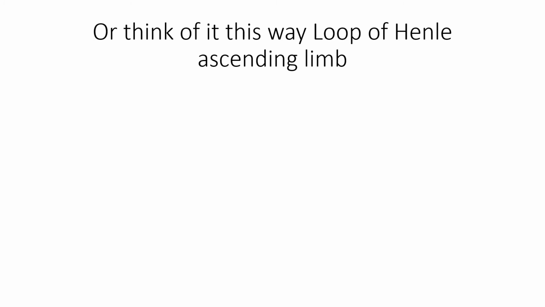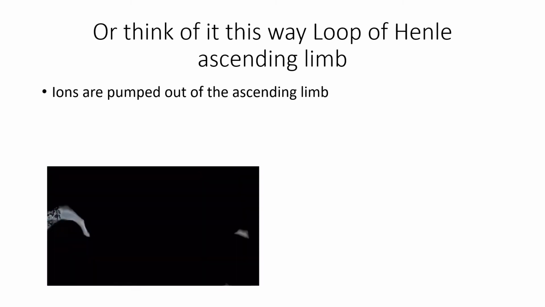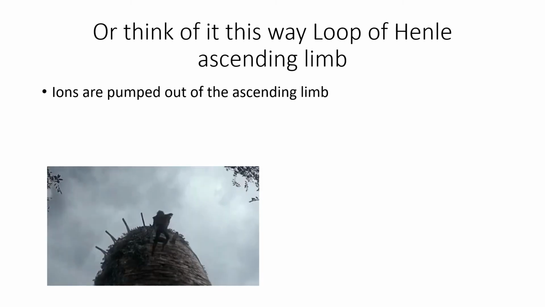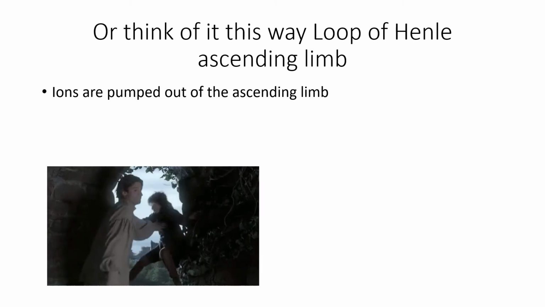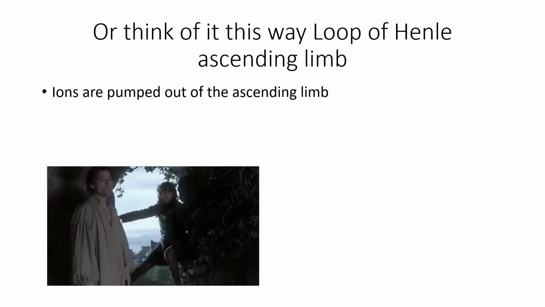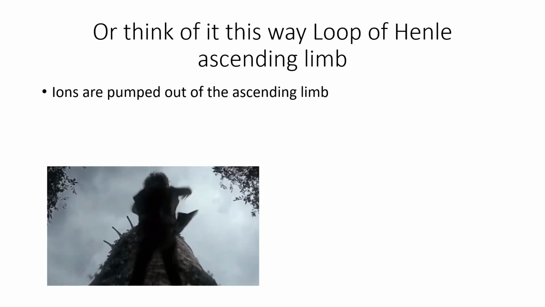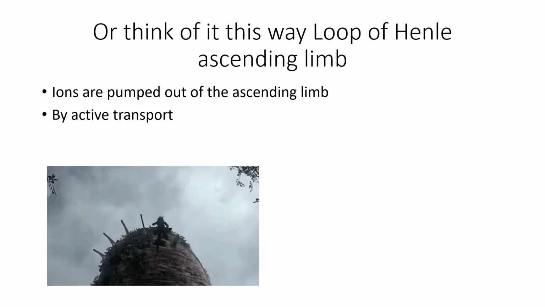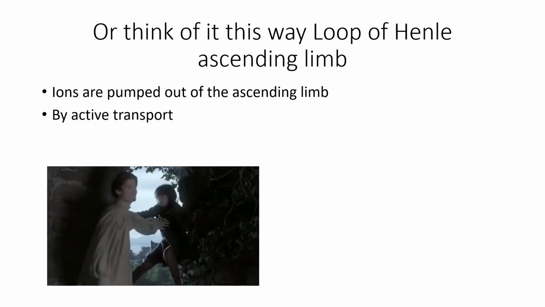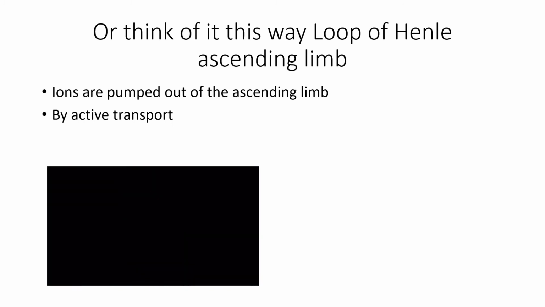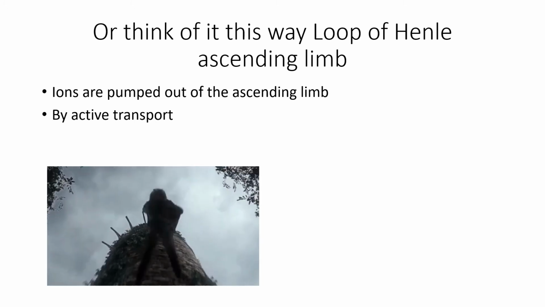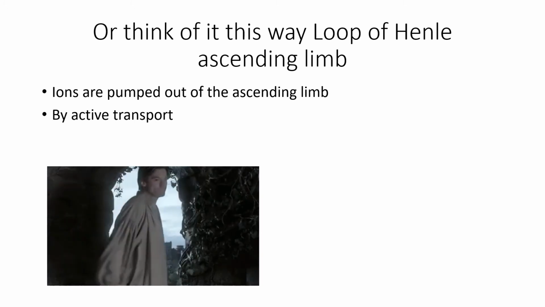So again, think of the ascending limb of the loop of Henle. Ions can be pumped out of the ascending limb to be reabsorbed by the body. So here, the body pumps the ions out of the limb to be reabsorbed, to be reused by the body, recycled in a way, if you like. This is done by active transport, so this requires energy to happen, whereas water leaves the descending limb purely by osmosis, in a passive way.